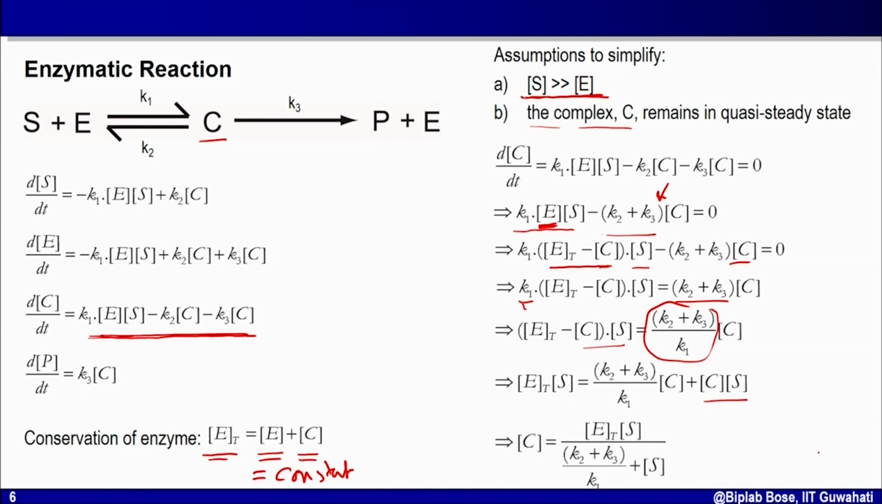Let us separate C. If I take C common from this, I get (K2 plus K3) by K1 plus S, that goes in the denominator, and I have ET into S in the numerator. So this whole thing comes here and this one is here. So what I have got, I have separated out C and I have everything else on the right hand side. The right hand side has ET, which is constant, the total amount of enzyme, substrate S, whose concentration is varying with time, divided by (K2 plus K3) by K1, that as a whole is a constant because K3, K2 and K1 are rate constants, plus the concentration of the substrate.